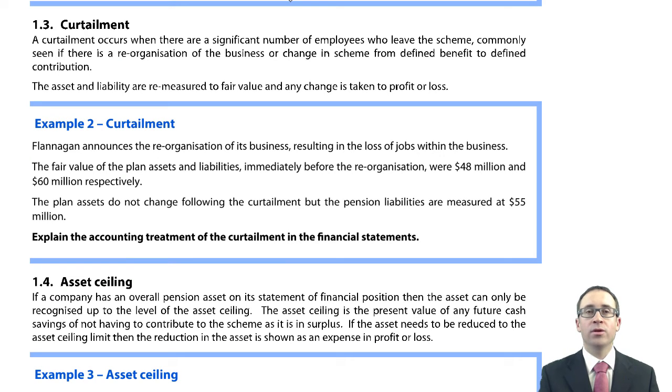Let's go through and have a look at two small additional bits that are part of IAS 19. They're looking at curtailments and asset ceilings. Before we look at them in detail, a bit about where you're likely to see them within the exam. They have been tested previously, primarily in question 2 and question 3, where there's a little bit more marks available than, say, in question 1.